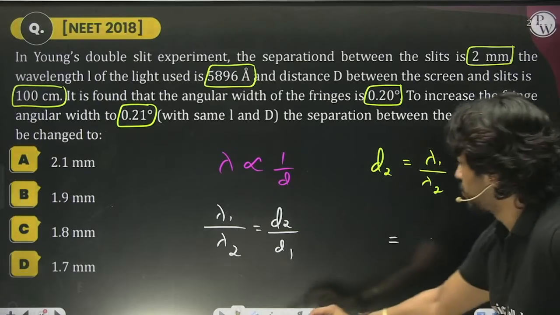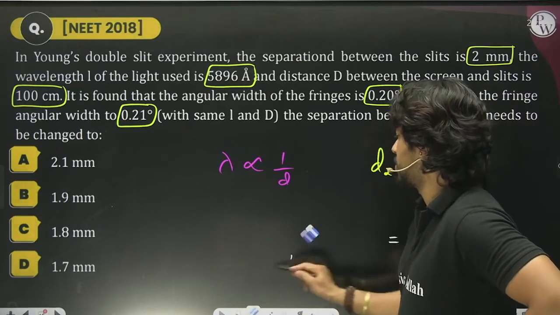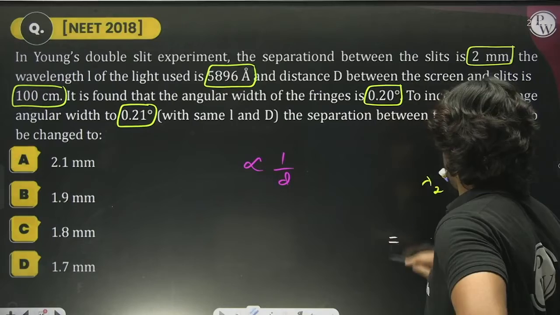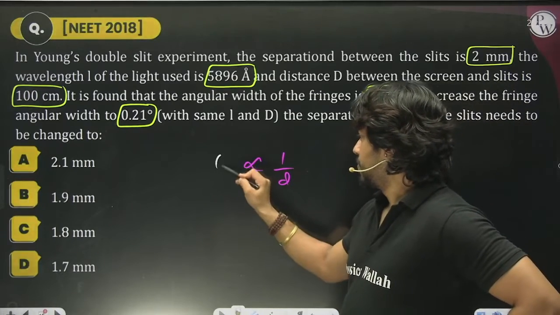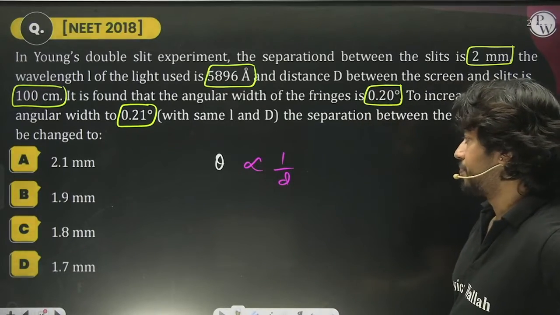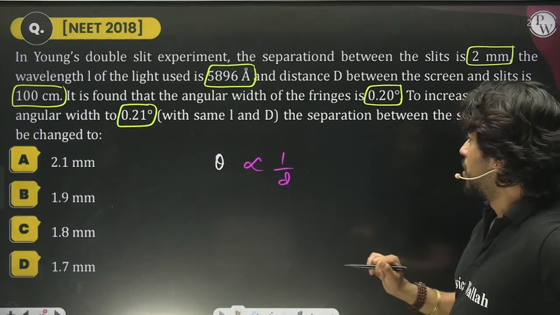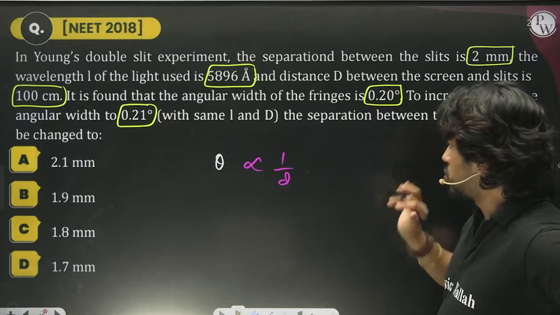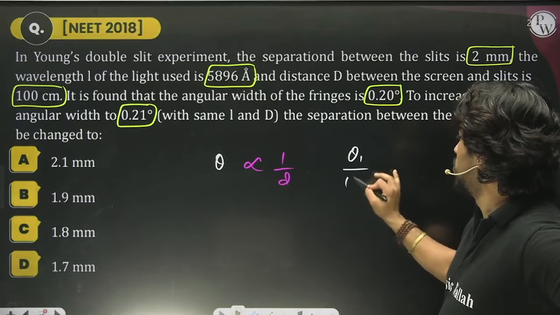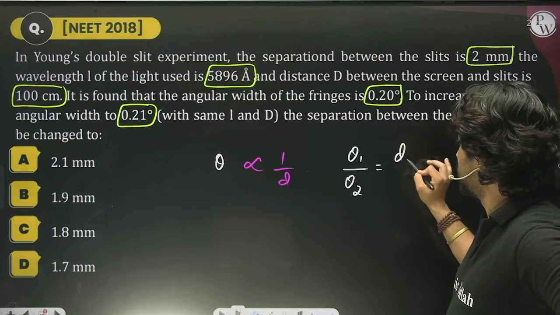Oh, sorry. You need to comment on theta. Theta is inversely proportional to d, isn't it? Lambda d by lambda by d. This is theta. So theta 1 divided by theta 2 equals d2 divided by d1.